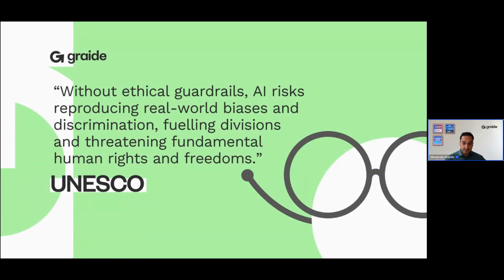Now, I just wanted to put a good quote here. "Without ethical guardrails, AI risks reproducing real-world biases, discrimination, and fueling divisions and threatening fundamental human right freedoms." And that's from UNESCO. I think that's a very poignant quote because it really can highlight the issues at play here, specifically with the ethics.